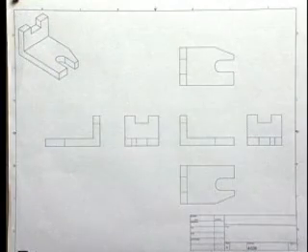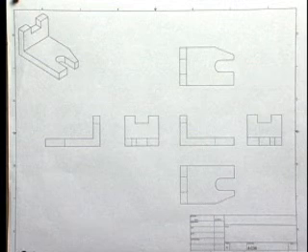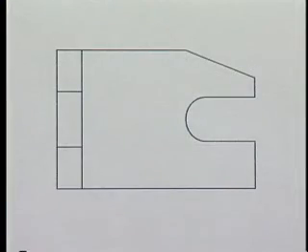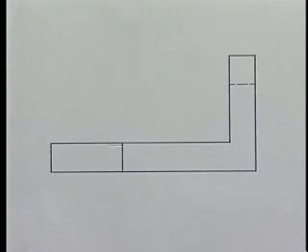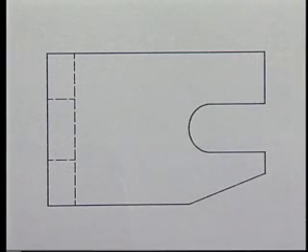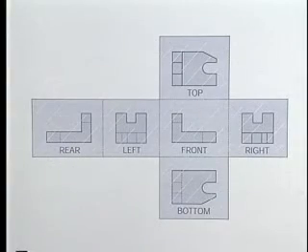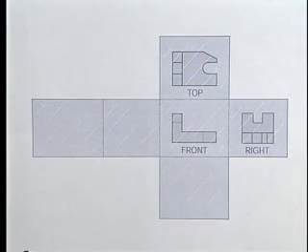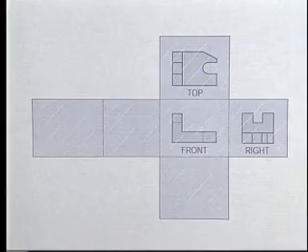Each object has 6 orthographic views that are possible: top, front, right and left sides, the back, and the bottom of the object. How many sides are really needed? With the 6 possible views, 3 of the views can be excluded from the drawing.